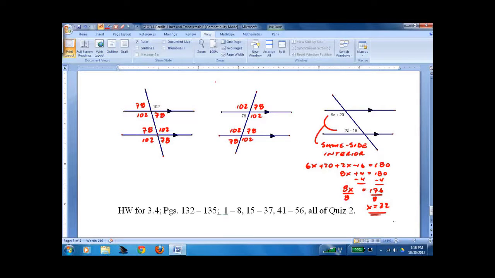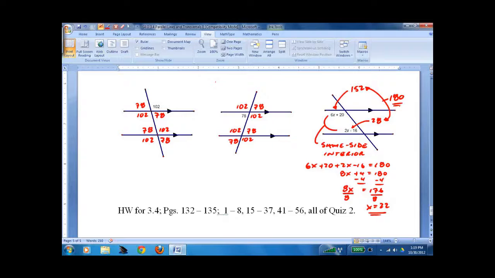And what's important is you should check that. So 6 times 22, 132 plus 20 would give us 152. 2 times 22 is 44, minus 16, gives me 28. And 28 and 152 add up to 180. So we know we did our work right.